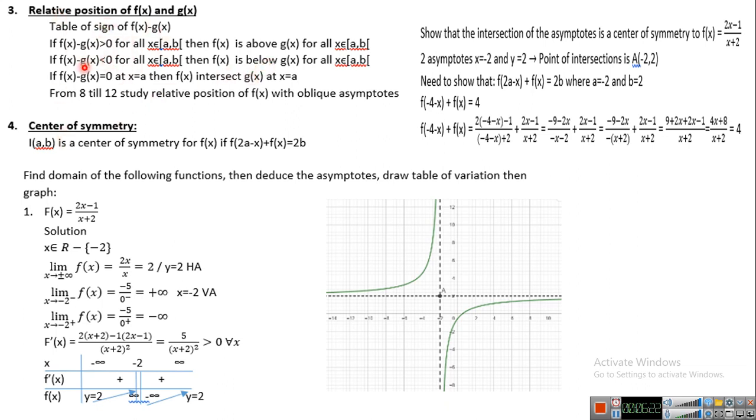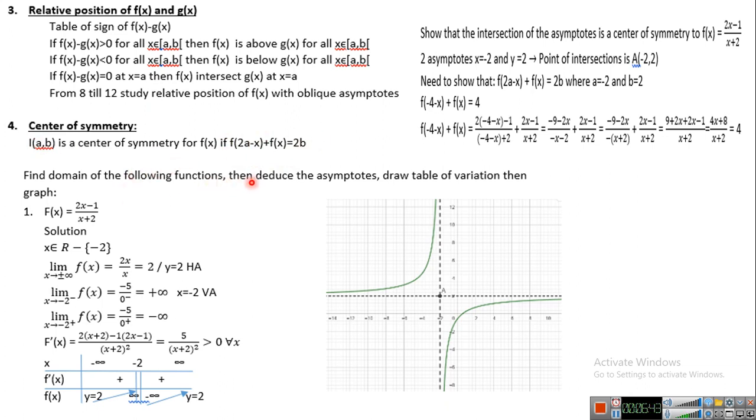I'm going to have questions about relative position. And center of symmetry, you took it last year. To prove that a point with coordinates a and b is a center of symmetry, you need to show that f of 2a minus x plus f of x equals 2b. We're going to do problems related to that. Let us start to refresh your memory.